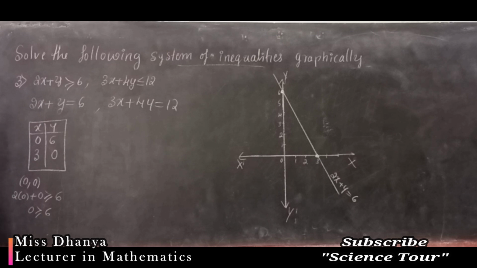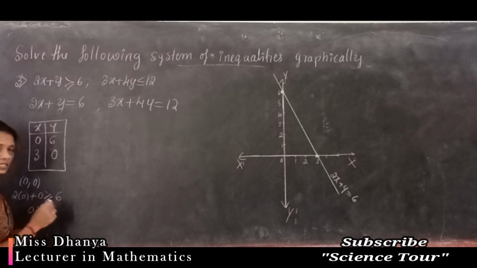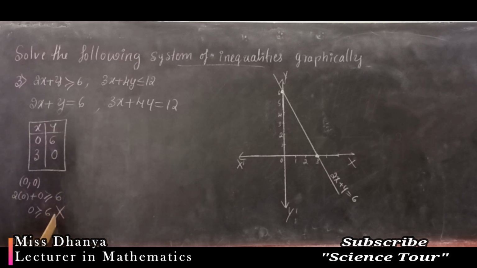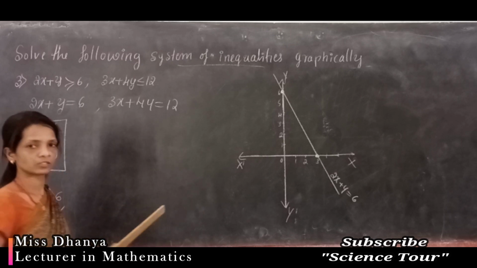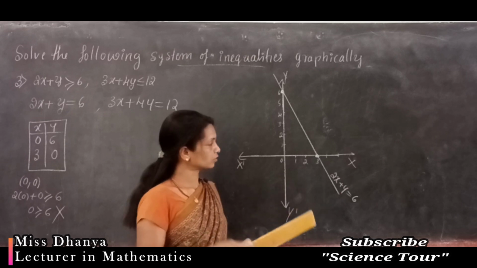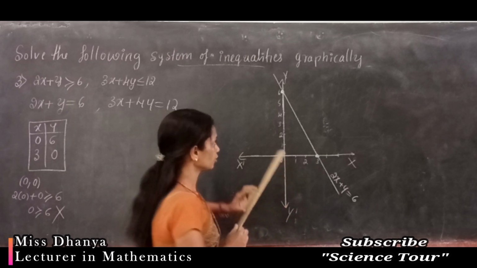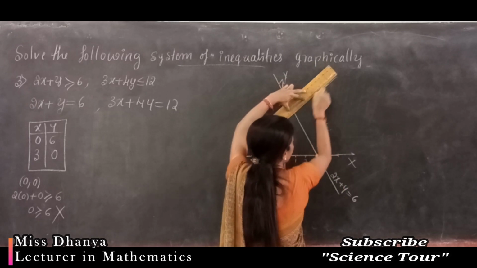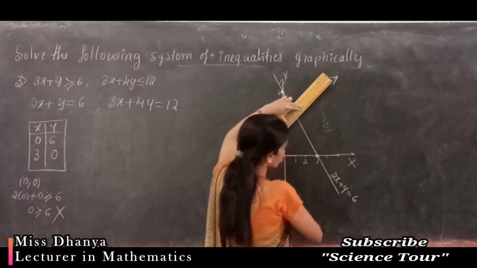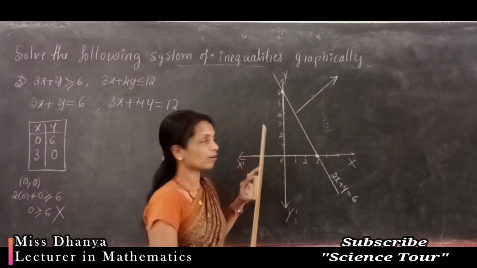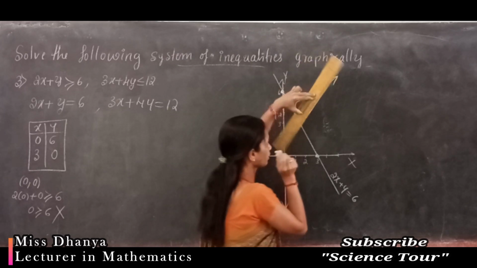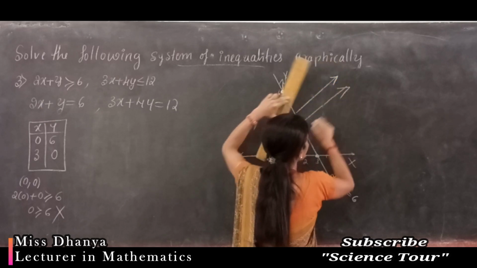Is this inequality correct? No, right? 0 is less than 6, that you know, but here we have 0 greater than or equal to 6. So this inequality is a wrong inequality. If you get a wrong inequality, then which half plane is the solution region? The half plane not containing the checking point will be the solution region. Since you got a wrong inequality, you have to shade the upper half plane. Why the upper half plane? Because the checking point is in the lower half plane. So the upper half plane you have to shade.